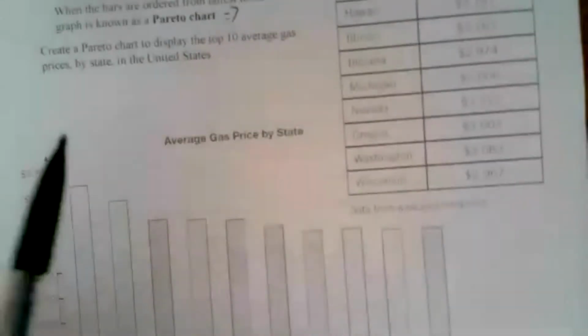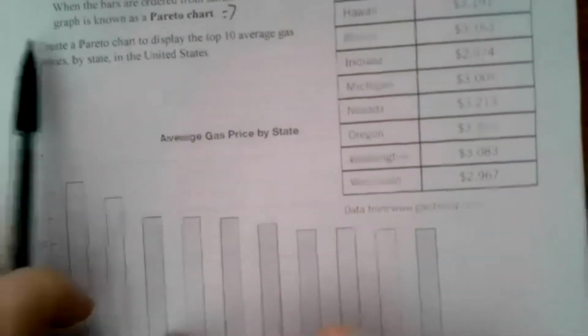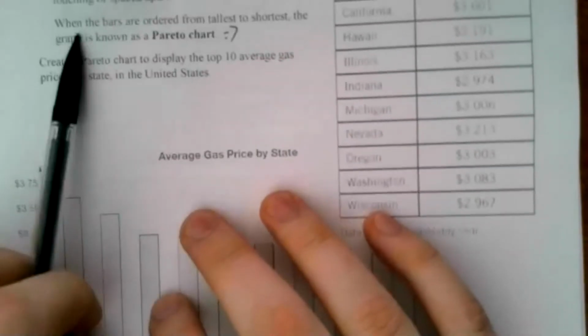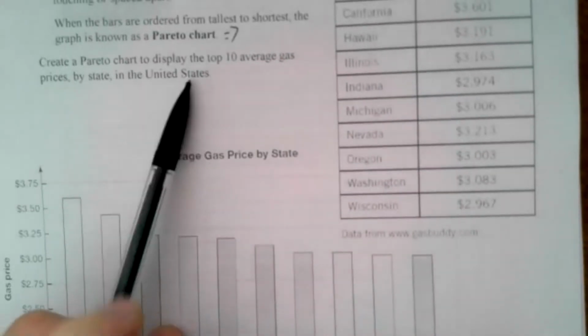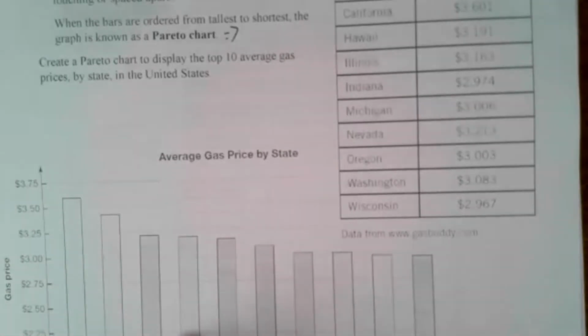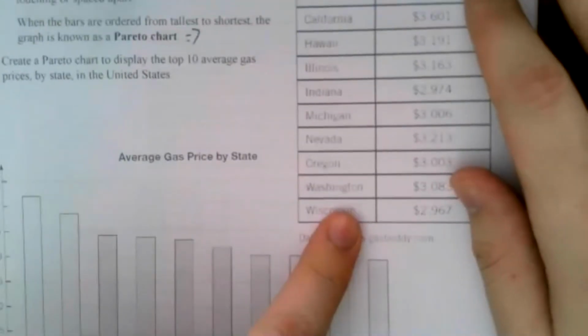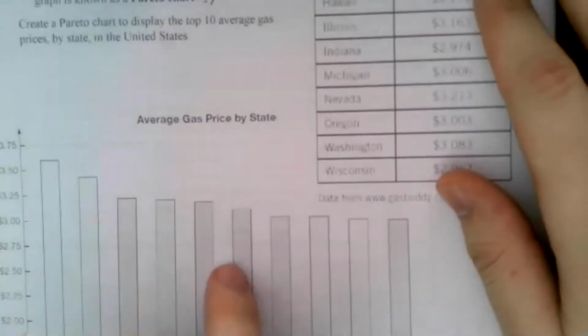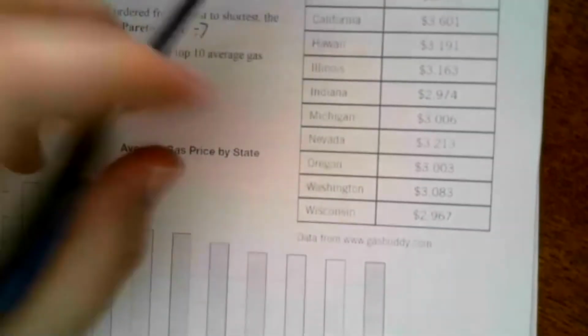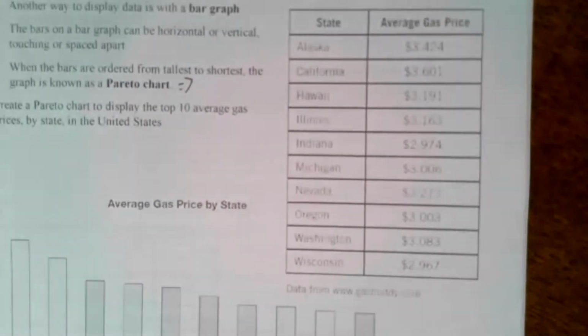So the first task we have here for a bar graph says create a Pareto chart, which is just a special type of bar graph, to display the top 10 average gas prices by state in the US. We're given this graph in alphabetic order. And what they did was they just ordered this from highest price to lowest price for average gas.